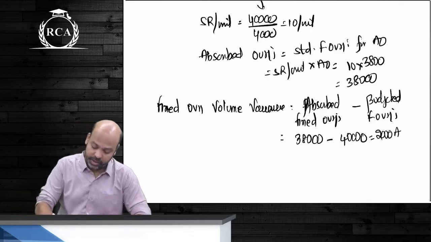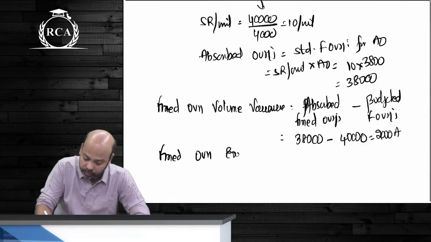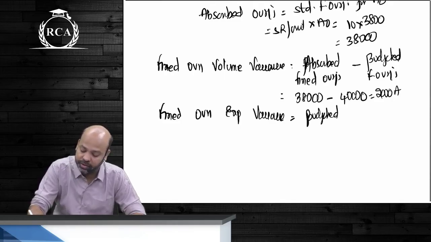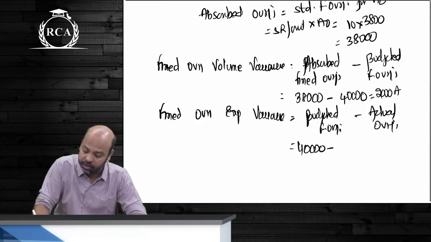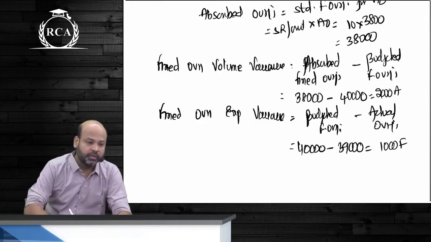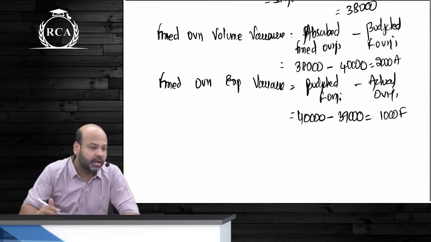Your fixed overhead expenditure variance, guys, will be equal to budgeted fixed overheads, beta, minus actual fixed overheads. Budgeted fixed overheads, guys, are 40,000. Actual fixed overheads are 39,000. Irrespective of the output, this expenditure should not have changed, guys. So this will be your fixed overhead expenditure variance. Are we clear about this?